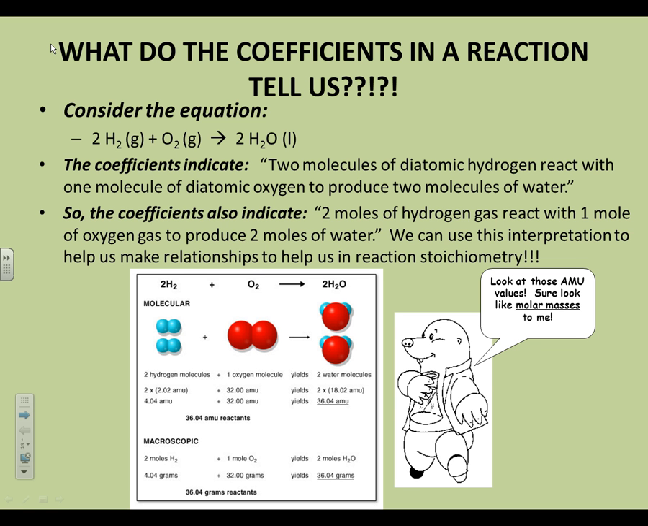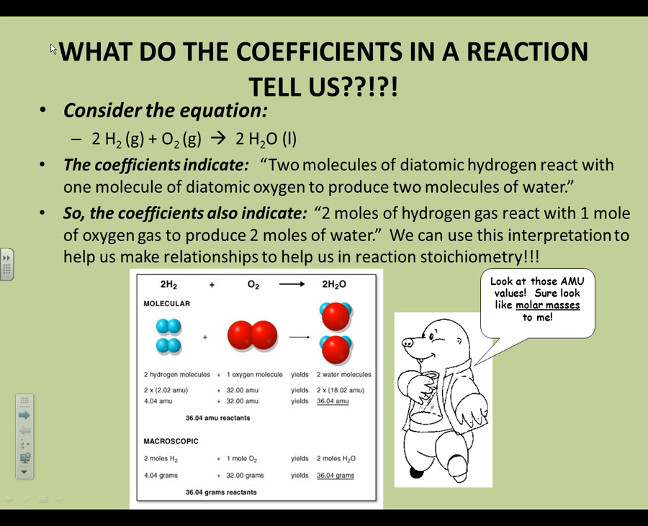We're going to talk with you today about reaction stoichiometry. So we've talked a little bit about compound stoichiometry and counting the atoms in compounds. Now we're going to apply that to reactions where you have multiple compounds. First off, what we want to do is figure out what those coefficients mean in a reaction.